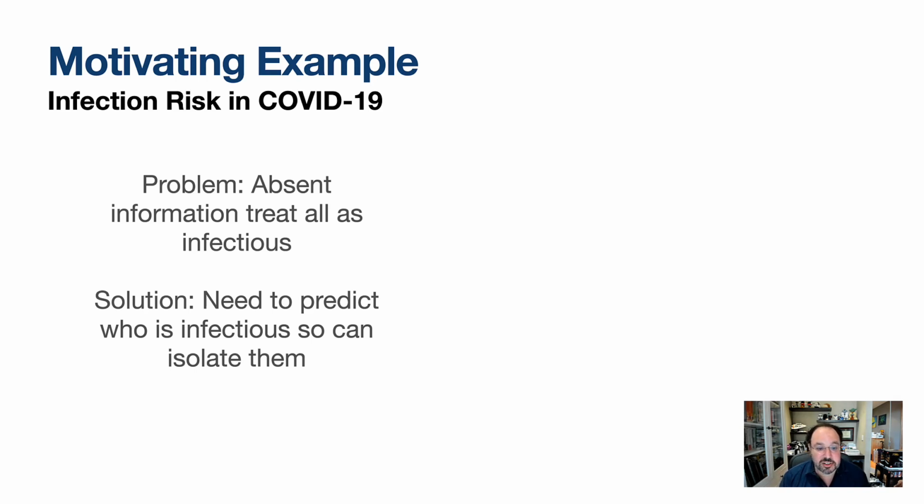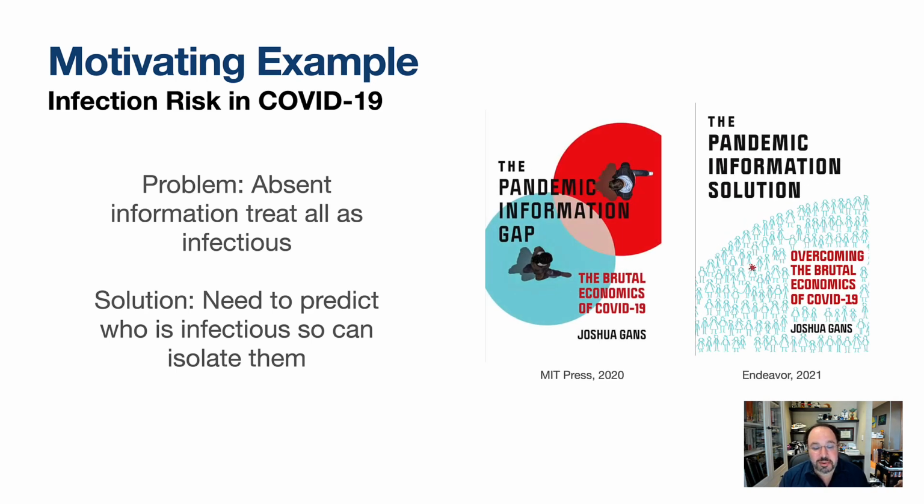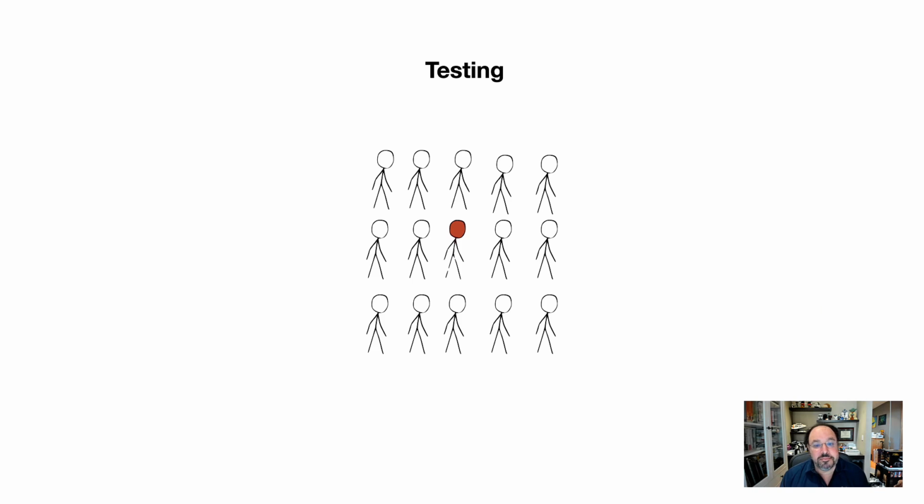and thereby avoid the problem of essentially leaning into the error of treating everybody as infectious. Now, I wrote two books about this problem this year, so I've been thinking a lot about it, but I want to focus on a particular aspect of it that's relevant to this issue of predicting identity.